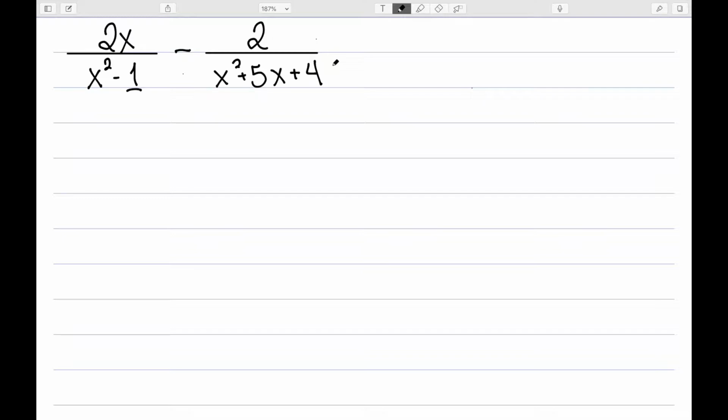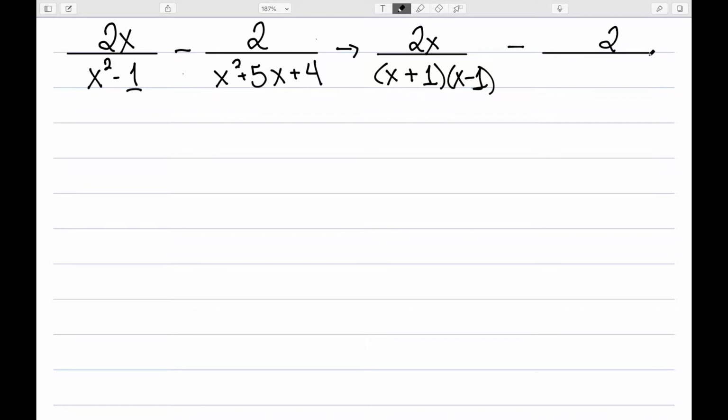For my first example, I have 2x over x squared minus 1 minus 2 over x squared plus 5x plus 4. And our first step is going to be to factor the denominators. X squared minus 1 factors into x plus 1, x minus 1. And then x squared plus 5x plus 4, we need two numbers that multiply to be 4 and add to be 5. And we can get this with 1 and 4.